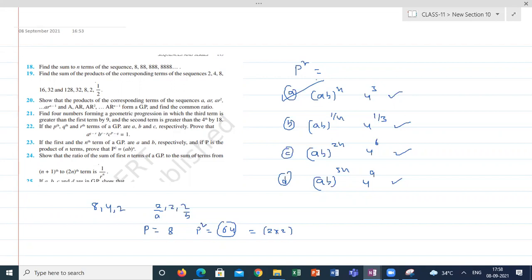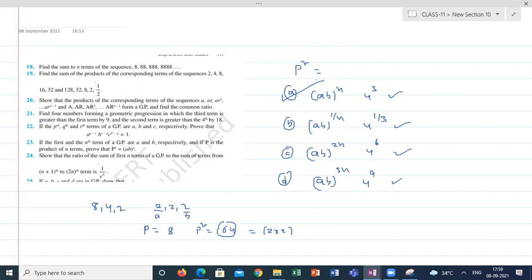8 into 4 into 2 whole square, but it is coming as a little bit big number. Or you can take 2, 1, 1 by 2. That is also fine. Yes, sir. So try to take simple numbers and apply the substitution method. Definitely you can solve MCQs within hardly 30 to 45 seconds, even a little bit tough question. Even the 24th question also you can say like that.